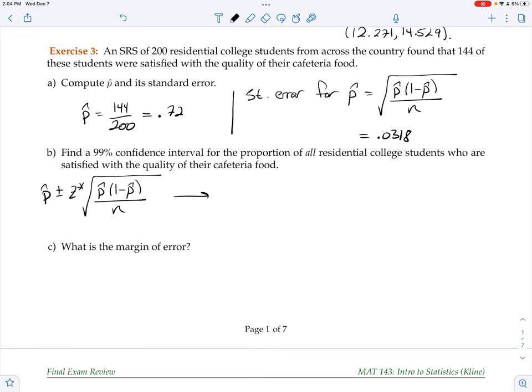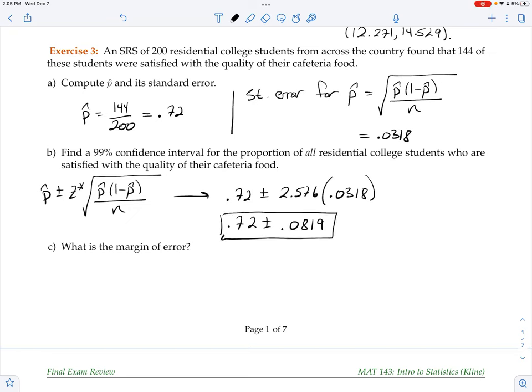So plug everything in, and you're going to get p hat is 0.72 plus or minus. You need to come up with z star. Actually, if you look in your formula sheet, I give you, I think, 90, 95, and 99, the z stars for those confidence levels. So you can either use the app or it's actually listed in your sheet. But the point is, you should get 2.576 times, we know this computes to 0.0318, so we'll just multiply by 0.0318. And when you do that, you should get 0.72 plus or minus 0.0819, and so we'll call that good.